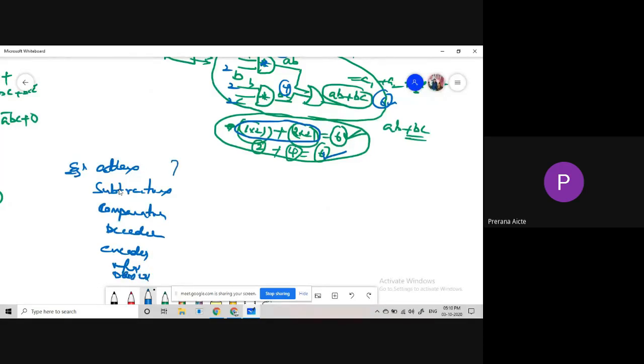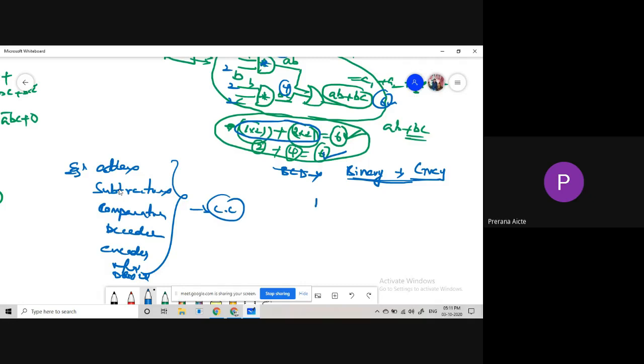So these are the examples of combinational circuit. Then how to construct this combinational circuit? We already know about some conversions, like BCD to binary, and binary to gray code. We already know about this conversion, right? So how to convert this binary to gray?